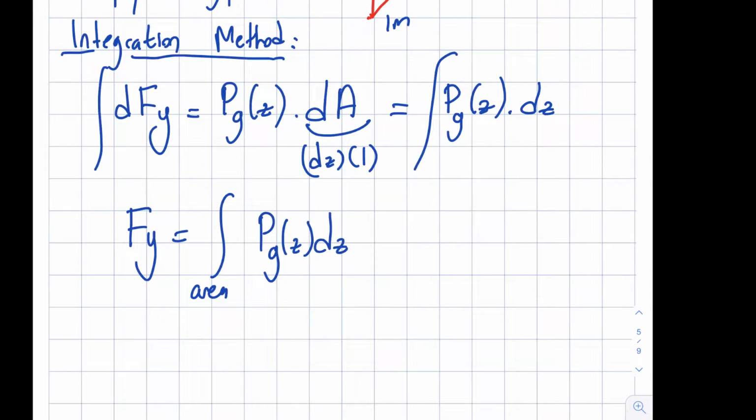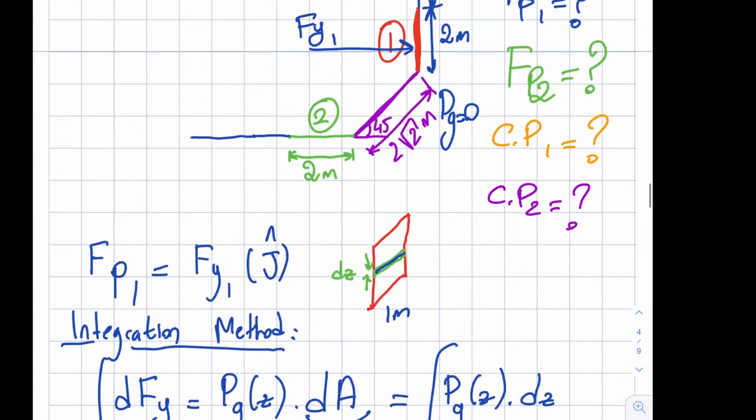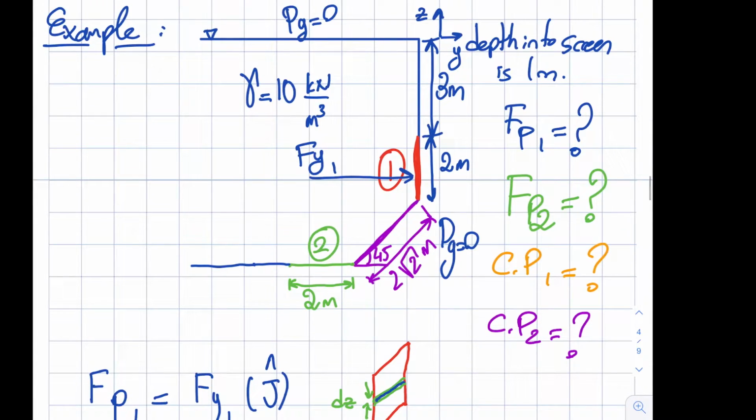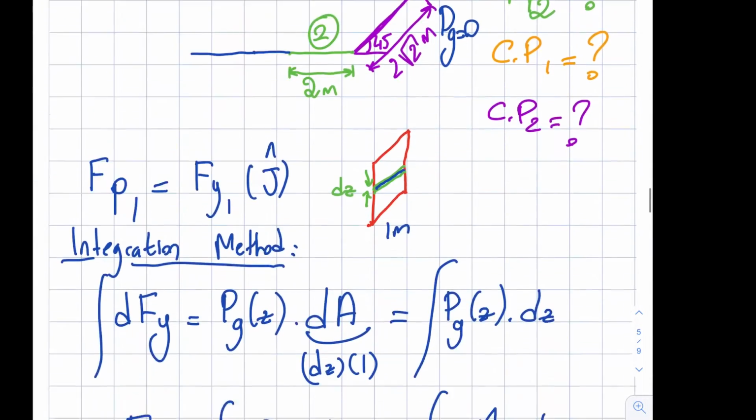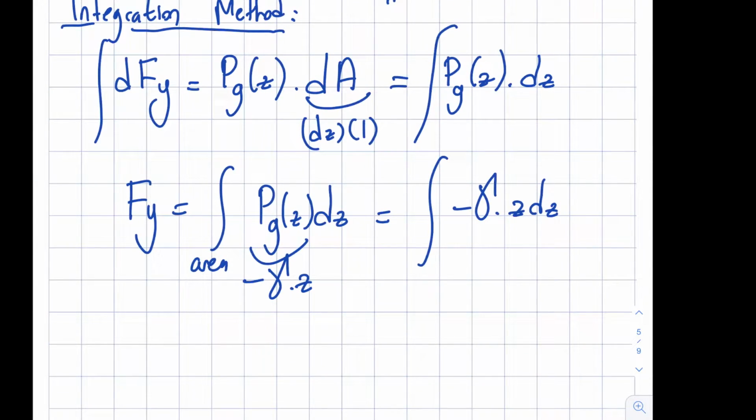Okay, so now the next step is to insert what Pg is, and this is coming from module number 2. We discussed that, so I'm going to plug it in. It's minus specific weight times z. I'm assuming this is incompressible, and I gave you seawater, so it's a fairly reasonable assumption. So if I do that, what I'm going to get is minus specific weight times z dz. So let's be careful about the limits of the integration. Okay, so just want to highlight, I'm sure you know, but I'm just repeating myself.